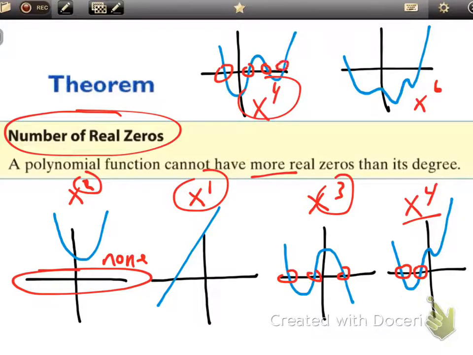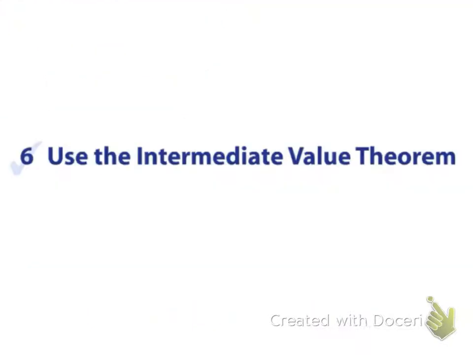So when you're looking for zeros, you don't have to look everywhere. Once you find the same number of zeros as the degree, then you are done, because there won't be any more. Okay, so it's a helpful theorem to remember, so you don't have to go searching everywhere for these real zeros.